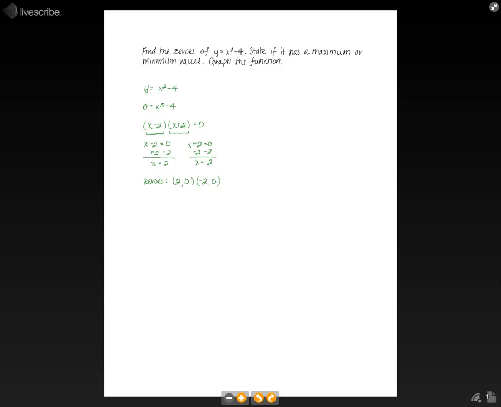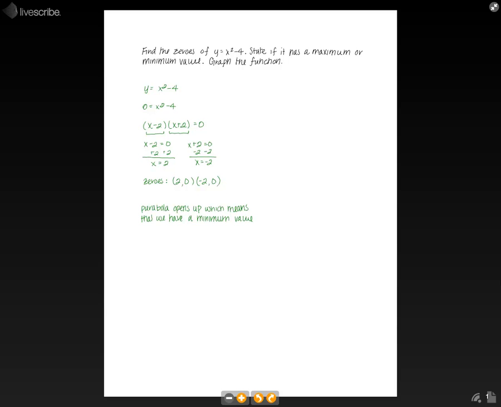Alright, so now it says state if it has a maximum or minimum value. So we know that since the coefficient of the x squared term is positive, since it's 1 in this case, our parabola is going to open up. So we know that the parabola opens up. And that means that we have a minimum value. And that's going to occur at the vertex.